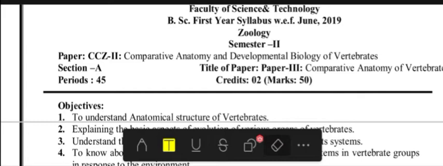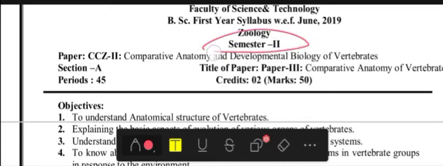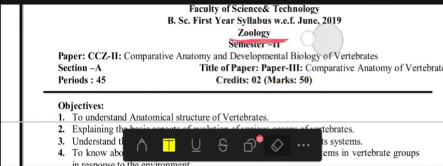I just welcome you all into your second semester of your first year. In this second semester, I am going to teach you the comparative anatomy of vertebrates. That is paper number 3 of your zoology subject. And I don't think I have to introduce myself, but still I will. This is Afrin Fatima Rabbaniullah Khan, and I am going to teach you paper 3.